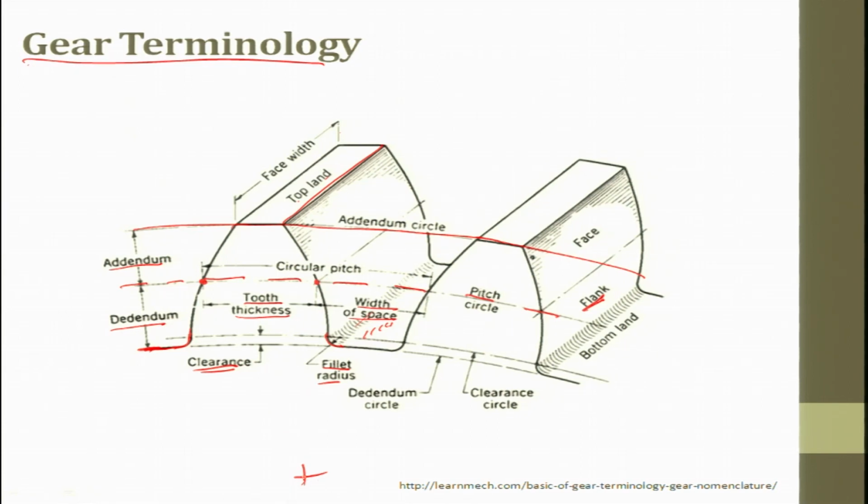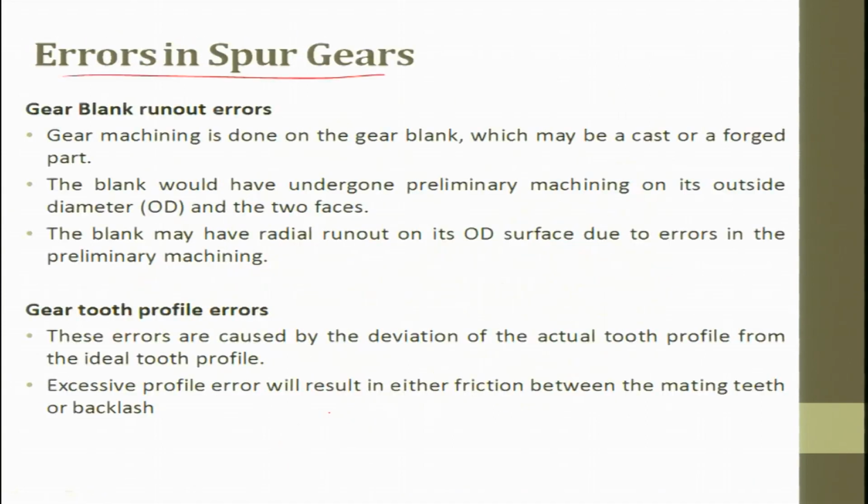If the tooth is at an angle, then this angle is called the helix angle. At this helix angle, you will have the bevel gear. In the bevel gear the geometry is slightly complex, herringbone is much more complex, and helical gears are much more complex. The gear terminologies for everything are the same, but they vary with respect to the angle.